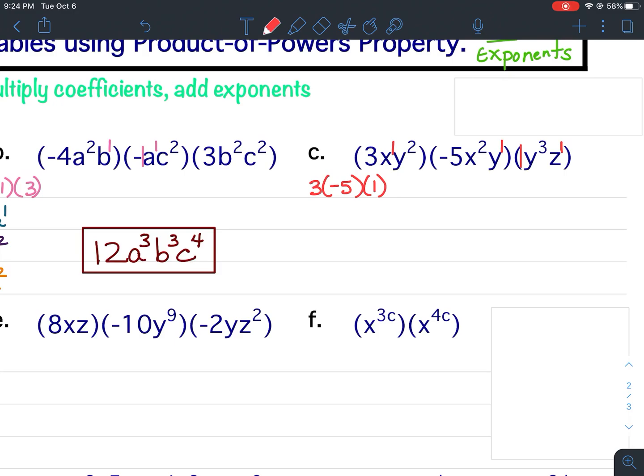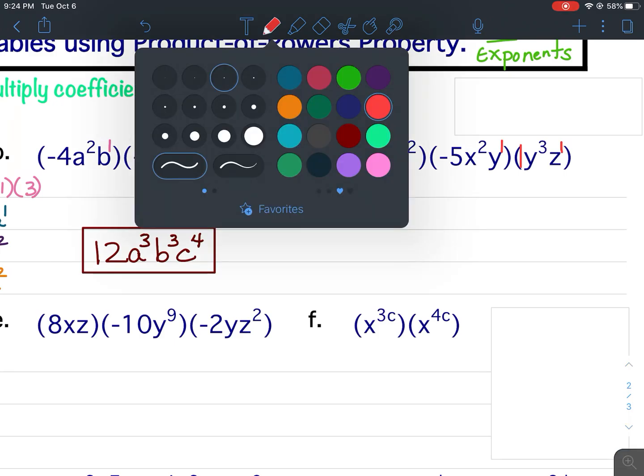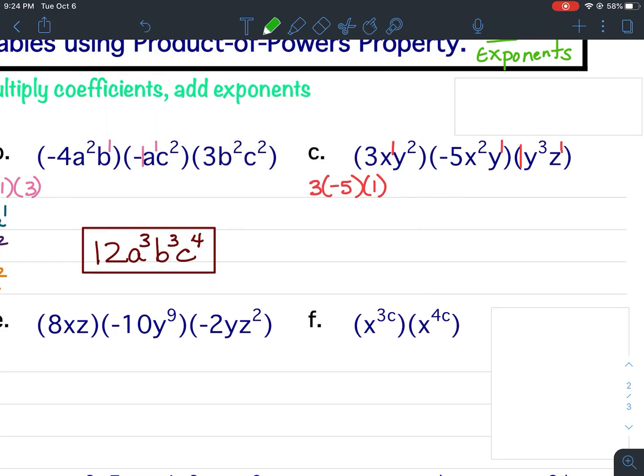I have 3 different parentheses, 3 monomials. Or sorry, 3 coefficients. 3 parentheses, 3 coefficients. Going in alphabetic order, let's start with an x. So I have x to the first. I have x squared. And there's no x in the last monomial.